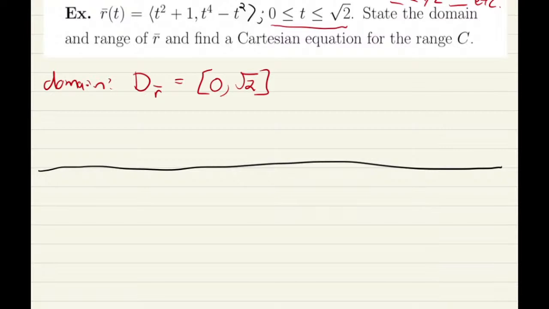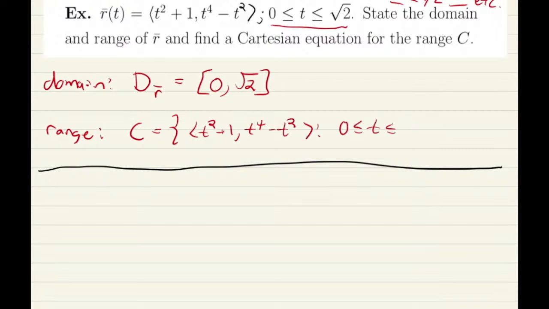What about the range? Well, we know how to do this. First of all, yes, we call the range C, because we're going to think of it as a curve. And it is t squared plus 1, t to the fourth minus t squared, such that t is bounded by 0 and root 2 exclusive. So this is how we can answer the range.